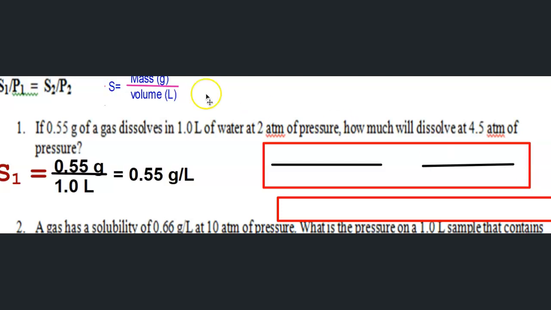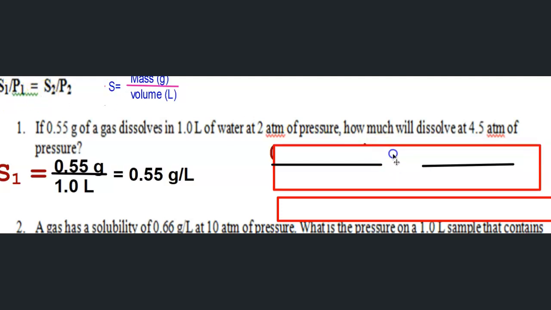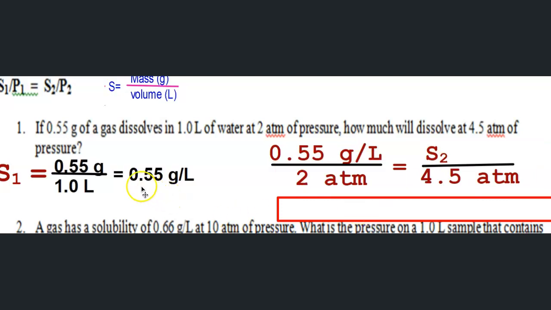Now that we know that, we can use this first formula, S1 over P1 equals S2 over P2. And in this situation, we have our 0.55 grams per liter. That's our S1 value. We know it's at 2 atmospheres, and it equals the S2 solubility when the pressure is changed to 4.5 atmospheres of pressure.